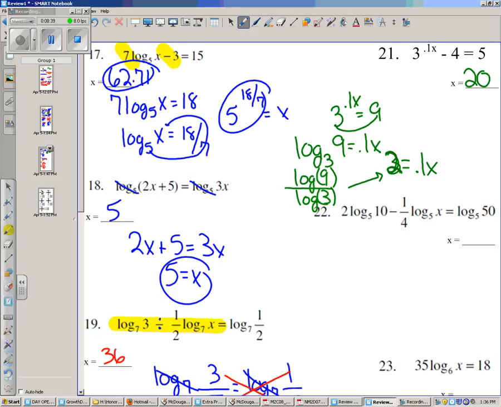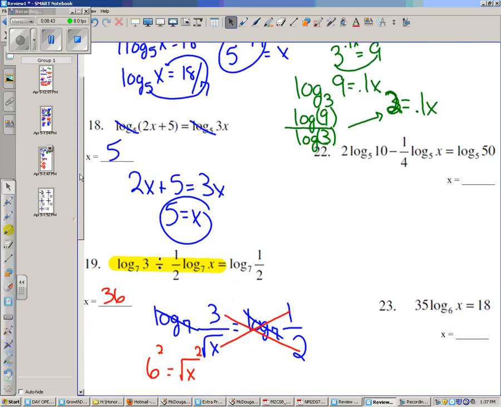All right, 22, no constants, but 3 logs, so I will have to condense the left side. Again, that subtraction will turn into division, and that multiplication will go back as an exponent. So 10 squared over the 4th root of x. I'm going to bring the log back. And then that's going to equal the other log.